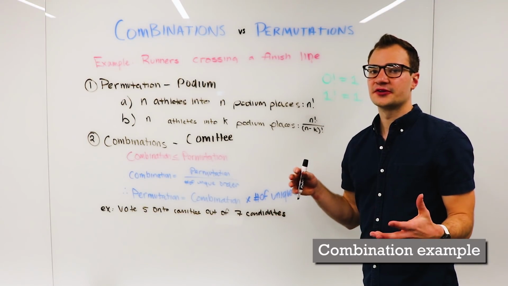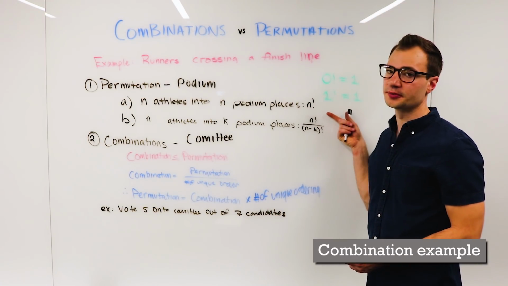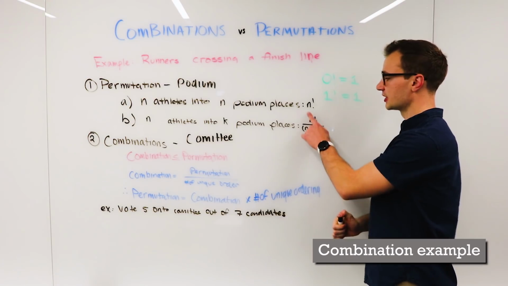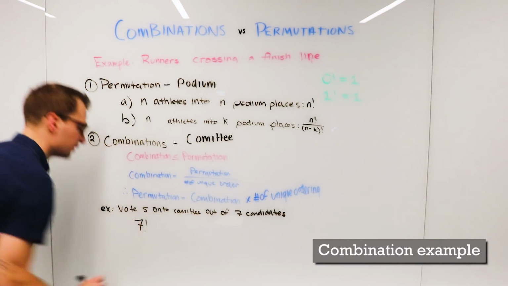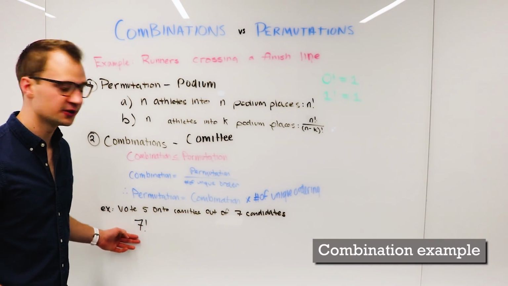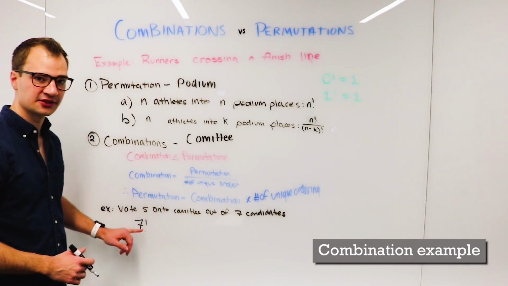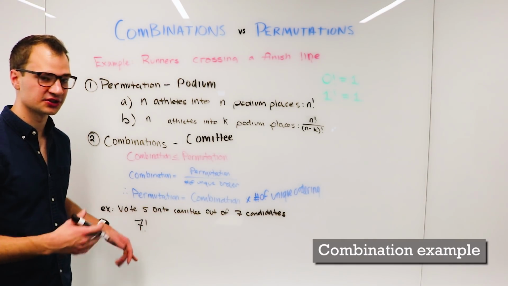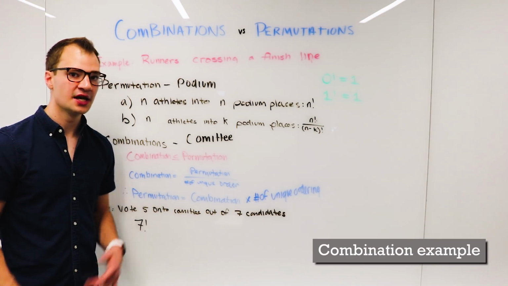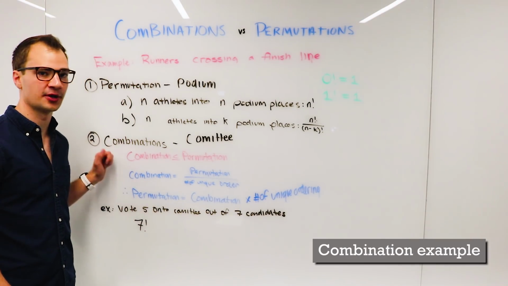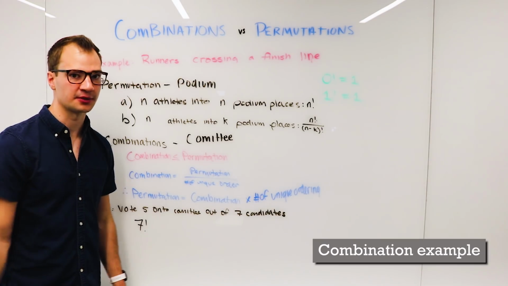So let's jump back to the very beginning of our general permutation formula, where it's n factorial. Now we need to modify this number from here to meet our specific criteria. Our first criteria is that there's only 5 committee positions out of 7 candidates. The second criteria is that we don't care about order, and that's the definition of a combination.